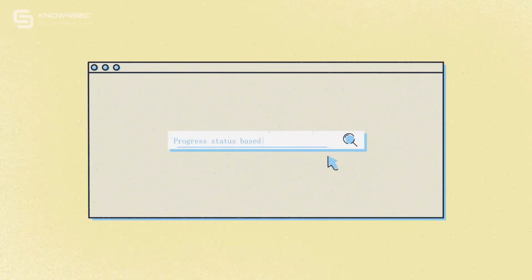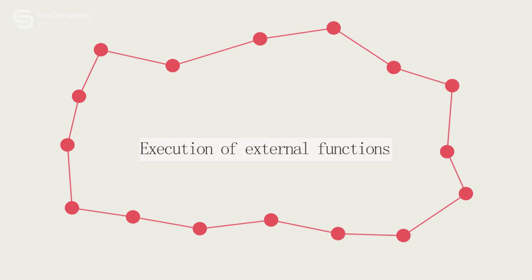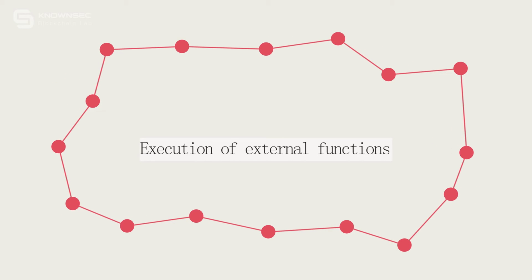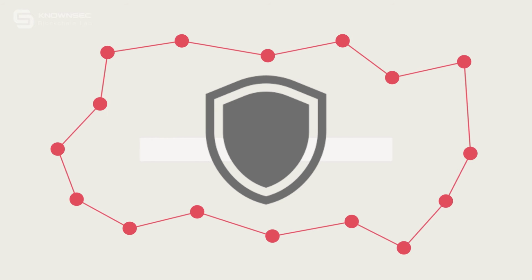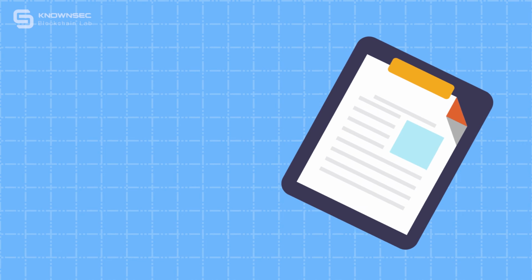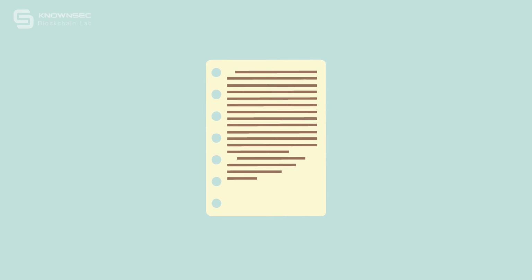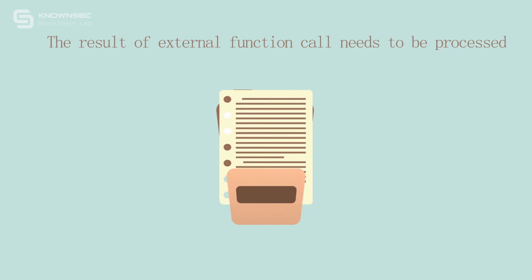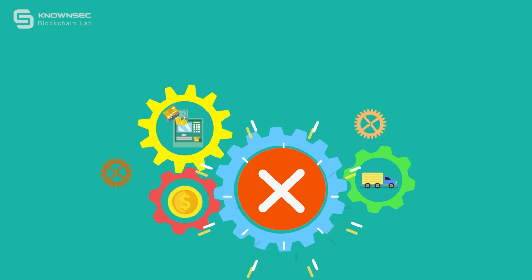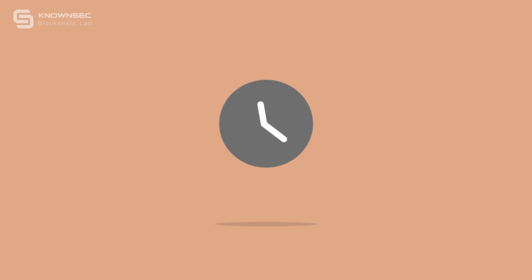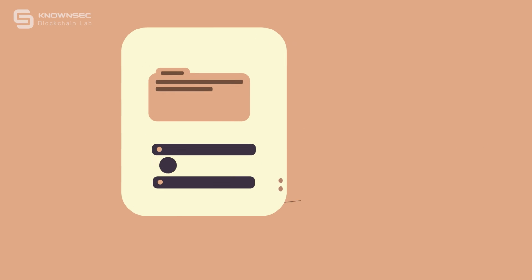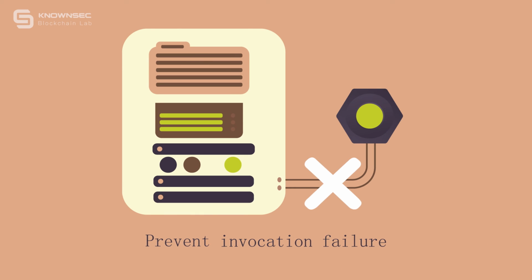Number 3. Progress status based on the external cause. Since the status of the smart contract depends on the execution of external functions, and there is no protection against failure, DOS attacks can occur if the external call fails or is rejected for external reasons. In view of the above situation, if the result of an external function call needs to be processed before entering a new status, it must be considered that the external call may always fail, or time-based operation can be added to prevent call failures and failure to meet the required judgment.